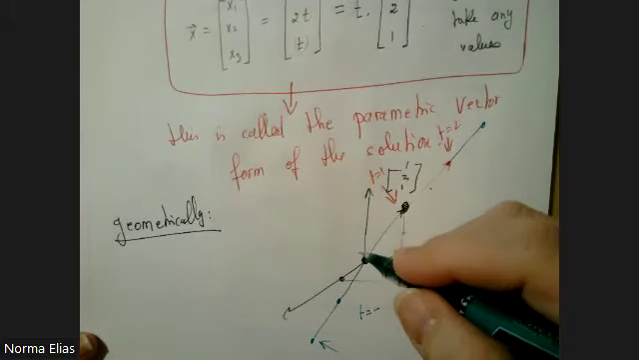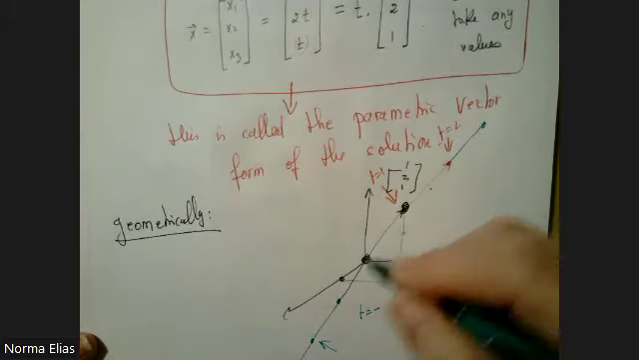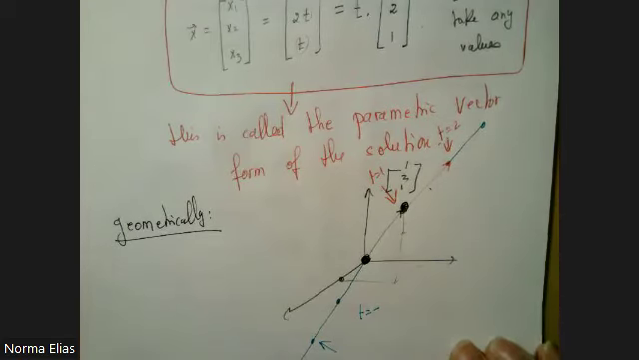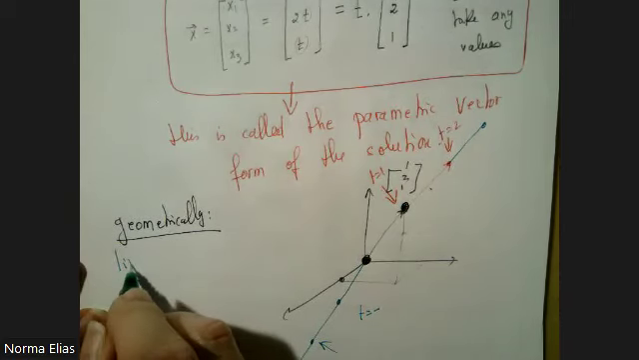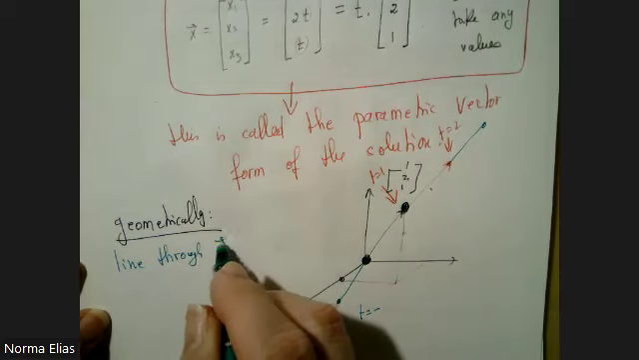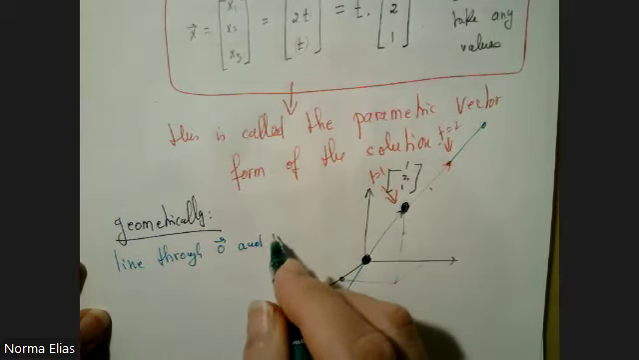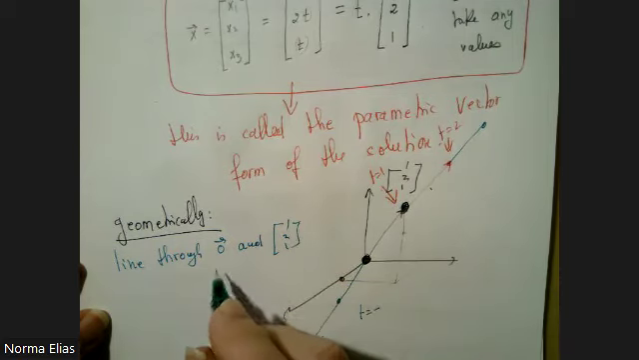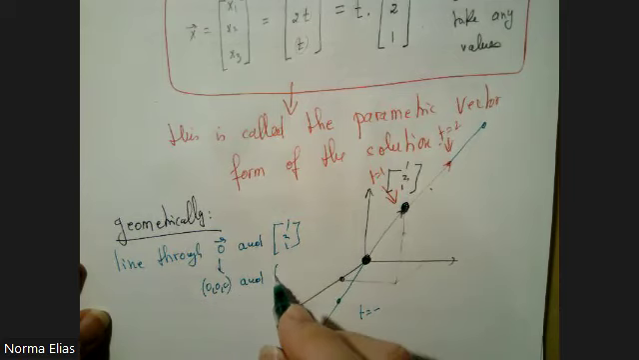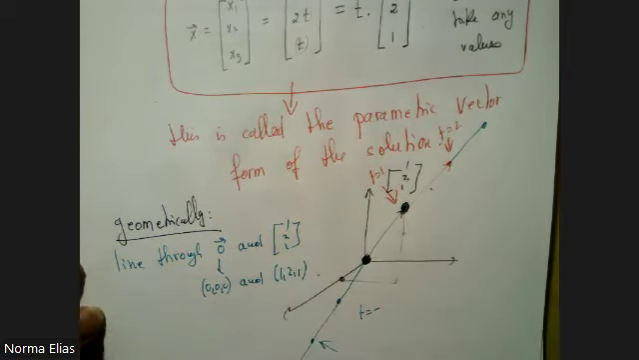So every solution basically is the line that goes through the origin and the point 1, 2, 1. So geometrically, the solution is a line through the origin and 1, 2, 1. It means through the point 0, 0, 0 and the point 1, 2, 1. Does this make sense that the solution is a line?